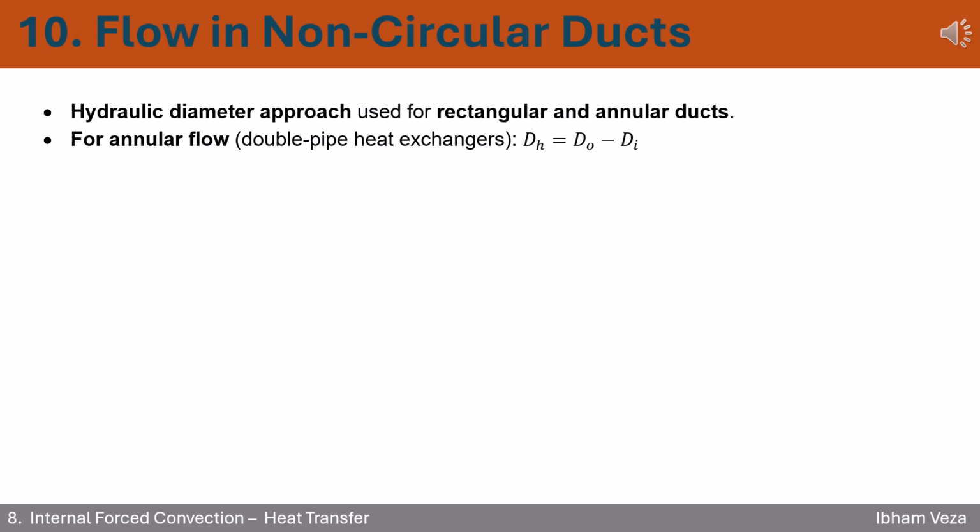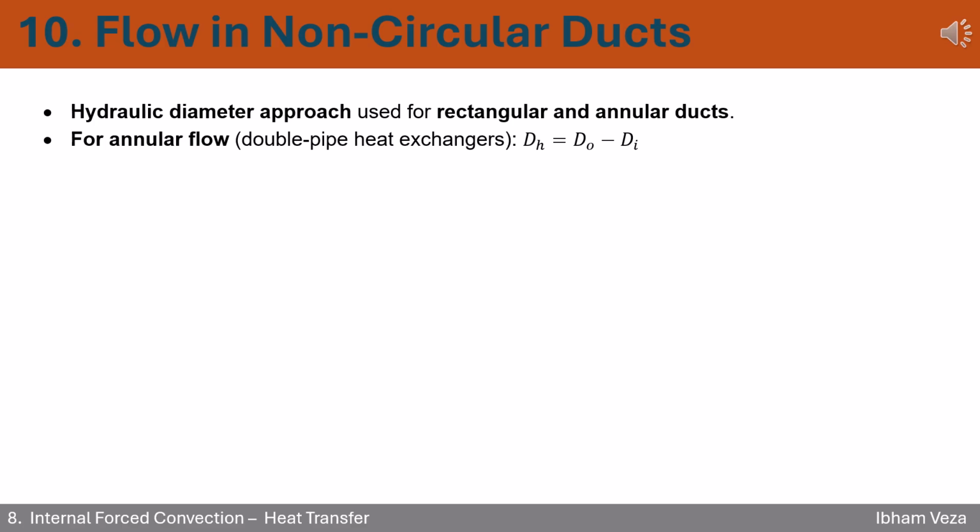10. Flow in non-circular ducts. Let's make non-circular duct flow simple and practical. Not every pipe is round. In many real-world systems like HVAC ducts or heat exchangers, you'll deal with rectangular or annular ducts. Luckily, you don't need entirely new formulas. You just use the hydraulic diameter, which adapts circular flow equations to any shape.